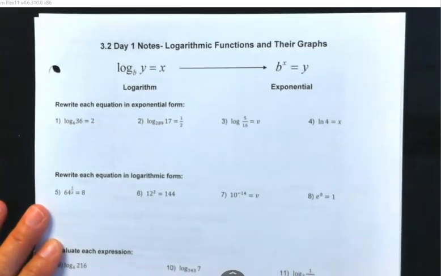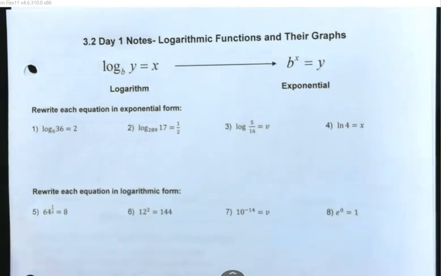3.2, day 1 notes, logarithmic functions and their graphs. All right, so what are logarithmic equations?